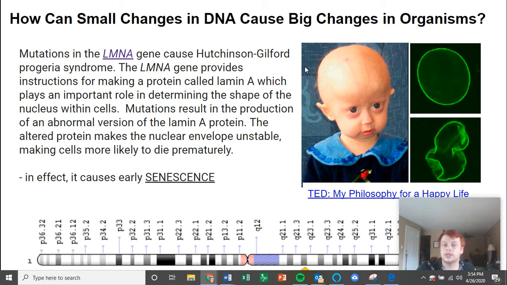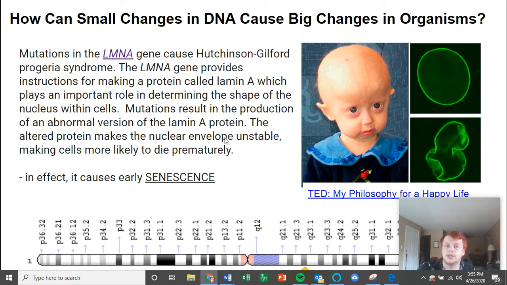So a small change in DNA, specifically if we're talking about mutations in the LMNA gene, which causes Hutchinson-Gilford progeria syndrome, this is a change in one nucleotide. That's one base on a codon. And because of that one change, what happens is the mutation causes the production of the lamin A protein to be abnormal. This new protein has an unstable nuclear envelope, which we learned about in our second unit when we talked about cell biology.